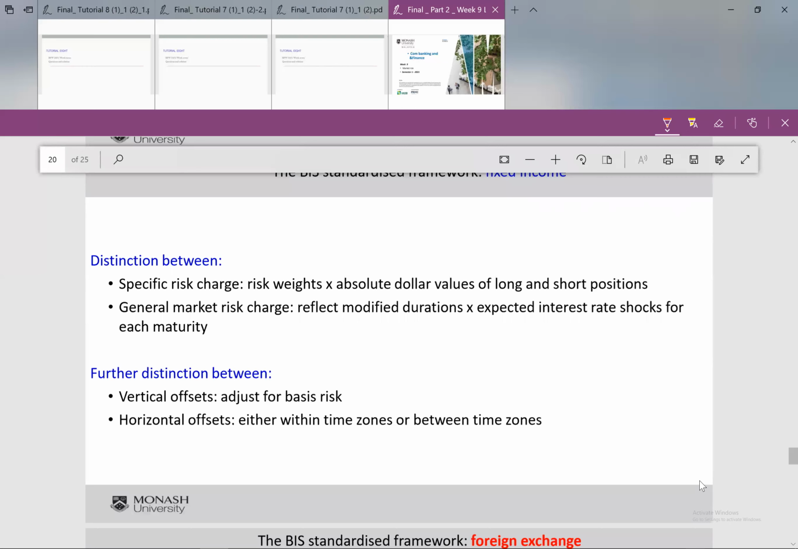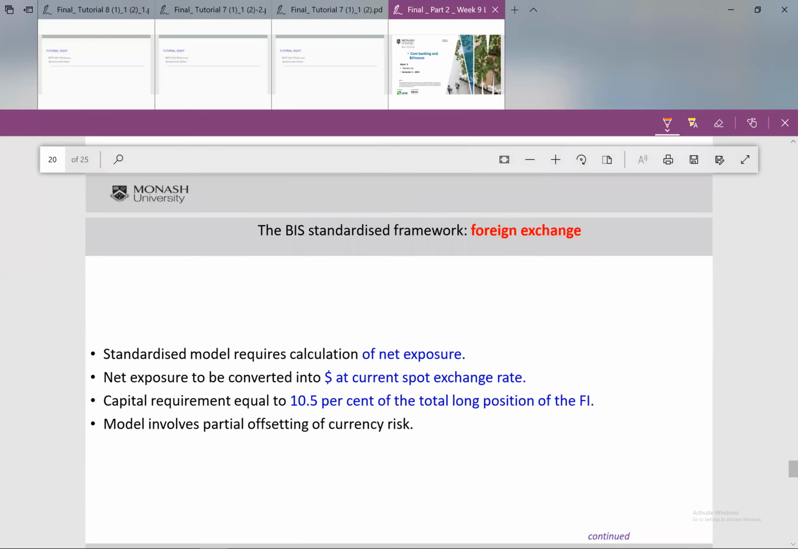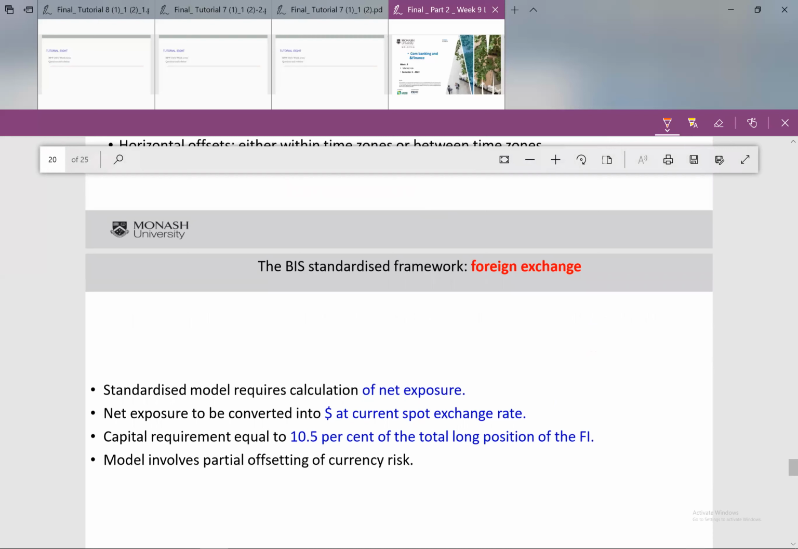we have to calculate the risk for fixed income, for equities, and for foreign exchange. So for the foreign exchange, they have a standardized model, which requires calculation of net exposure. The net exposure has to be converted into dollars at the current spot exchange rate. So if we have 10 million, for example, exposure in one of those, you have to get the net exposure, and then calculate it according to the current exchange rate. For example, if it is Japanese yen to the Australian dollar, this is the exchange rate to see how much you have. And then the capital requirement equals 10.5% of the total long position on the foreign position.